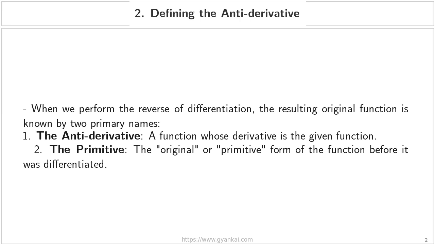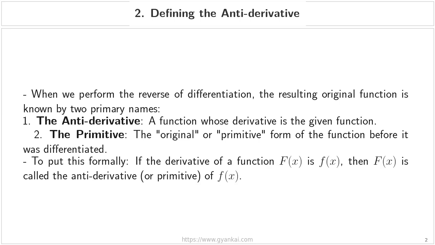The second term is the primitive. This just refers to the original function, the one in its initial form before any differentiation took place. It's like finding the root or the source of a function. Let's make this really clear with a formal statement. If we have a function, let's call it capital F of x, and we differentiate it, meaning we find its derivative, and that derivative is equal to another function, let's call that little f of x, then capital F of x is the antiderivative, or the primitive, of little f of x.